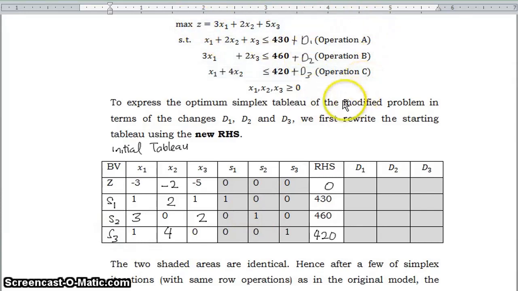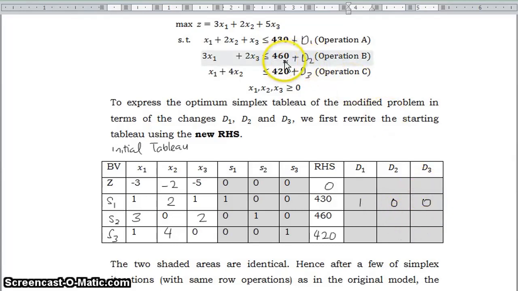Now, after we modify the model, we need to consider D1, D2, and D3 in row 1, row 2, and row 3. The right-hand side of row 1 becomes 430 plus D1, with no D2 and D3. For row 2, we have 460 plus D2. The coefficient of D2 in row 2 is 1 and the coefficients for D1 and D3 are 0. For row 3, we have 420 plus D3, so 0, 0 and 1. In row 0, we have 0, 0, 0.